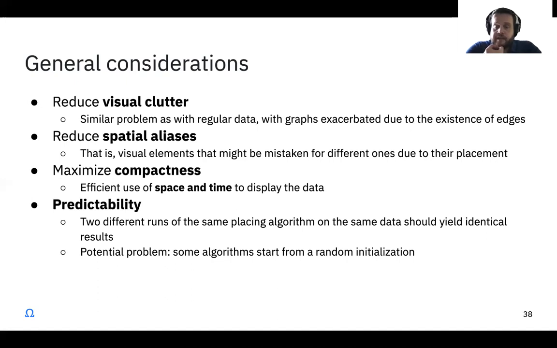An important one and an interesting one for graphs is predictability. So if we run our placing algorithm on the same data twice, then we should have identical results, right? So we should end up with identical visualizations. But this can be a problem because some placing algorithms start from a random initialization. So then you obviously will end up with a different graph.